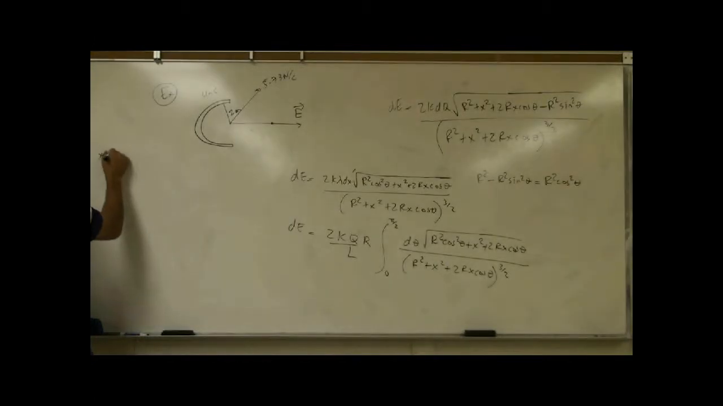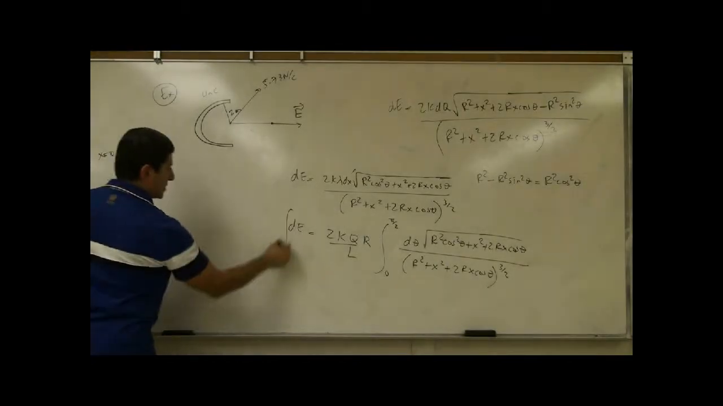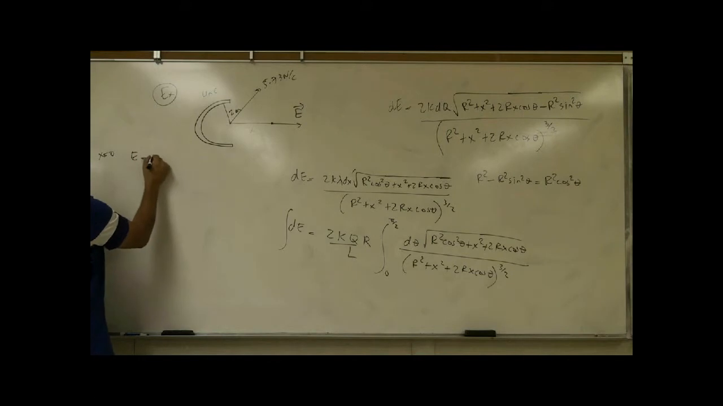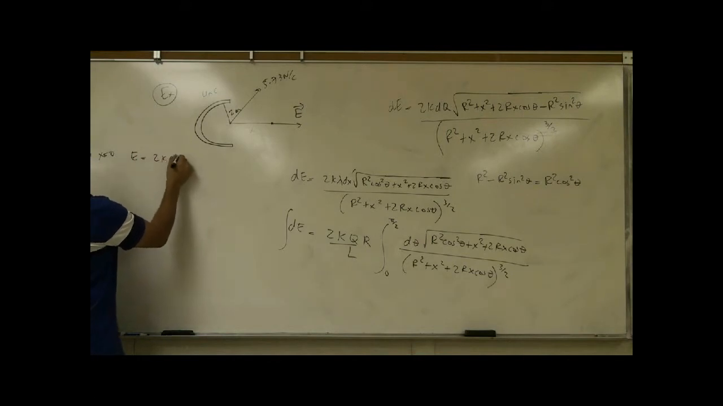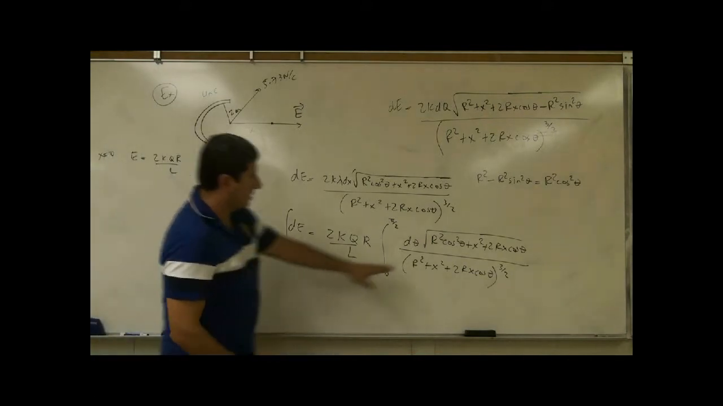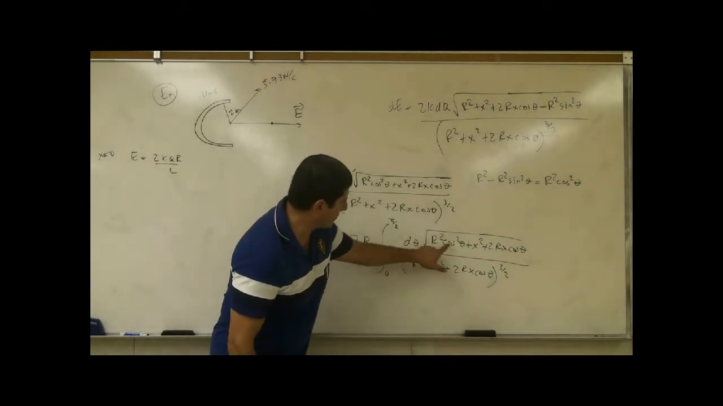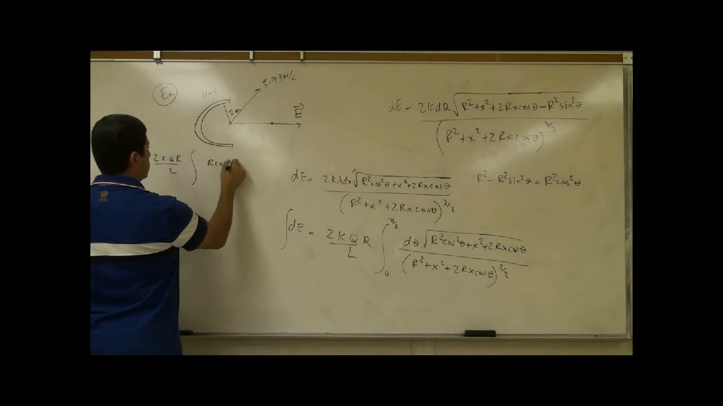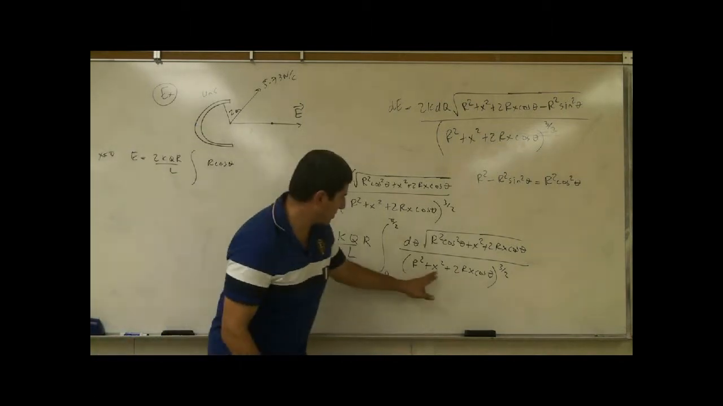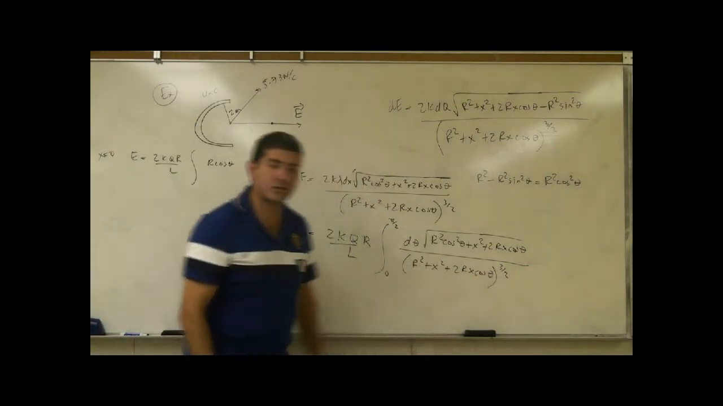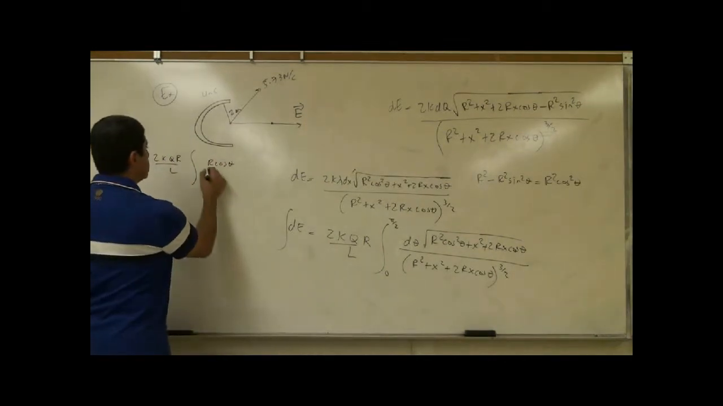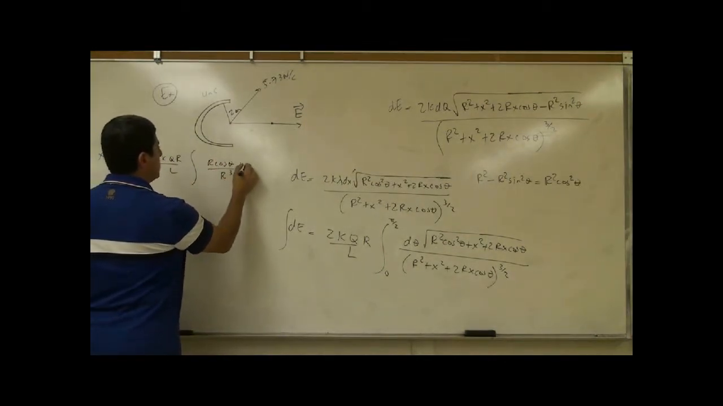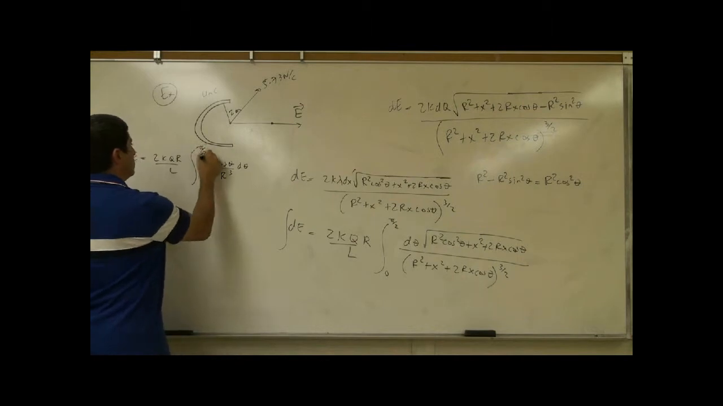Right? For x is 0, then you have E is equal to 2kQR over L. If everything disappears, you just have the square root of r squared cosine squared, that's r cos theta. And then this will disappear, this will disappear. You have r squared to the 3/2 power, which is r cubed. d theta, 0 to pi over 2.